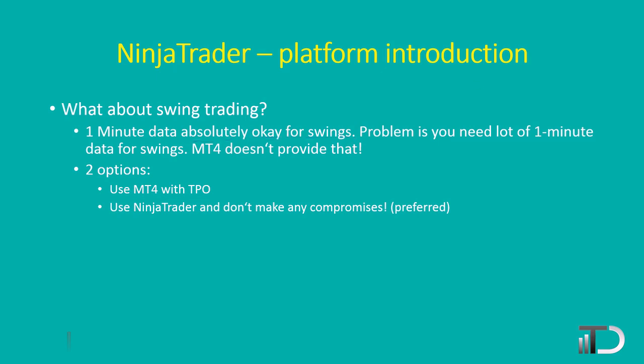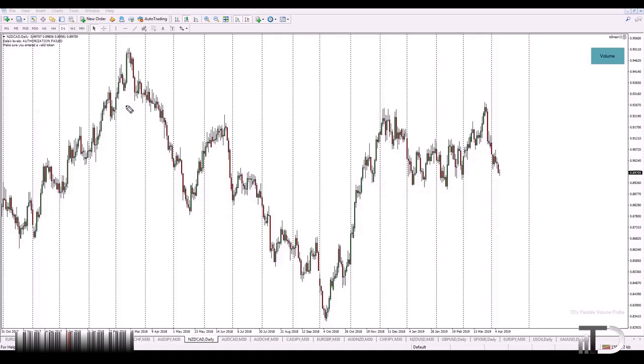So let me now show you how it would look like on MetaTrader. So this is the MT4 platform again, the New Zealand dollar, Canadian dollar. This time it is the daily chart. I use the daily candles for my swing trading analysis. It is the preferred time frame for my swing trading. So let me show you how the profile looks when I apply it to the daily chart. If I use it only for this recent period, then it looks pretty much alright, because the 1 minute data is there.